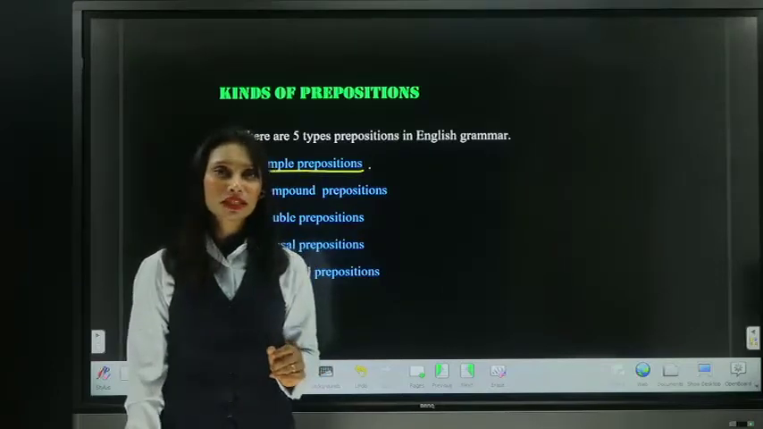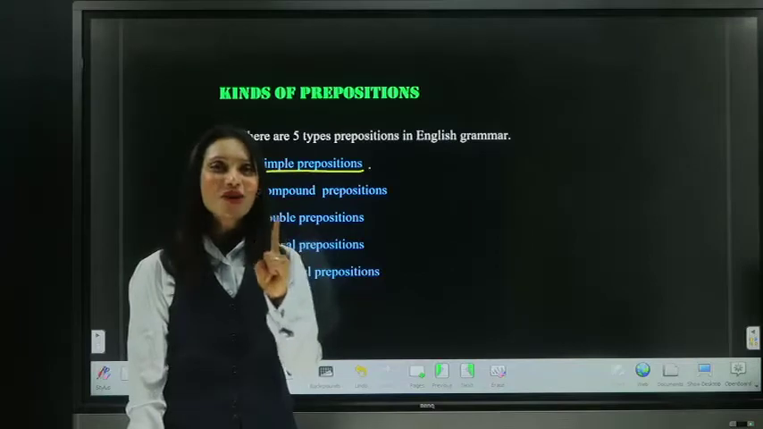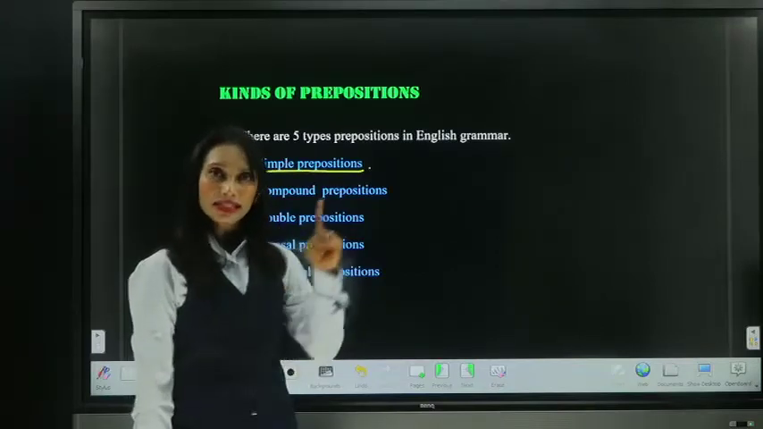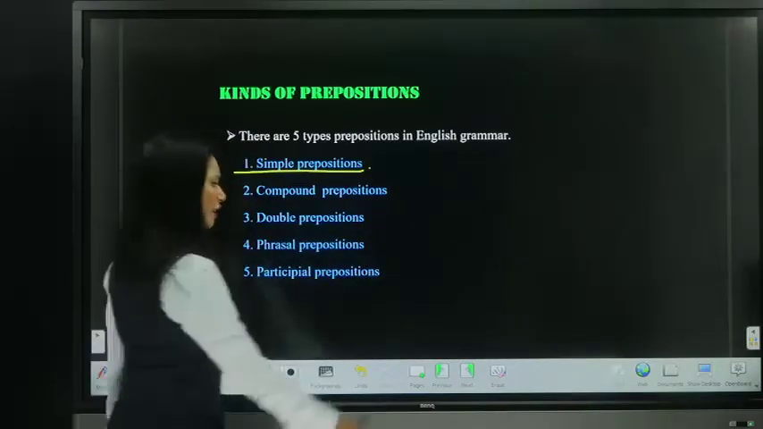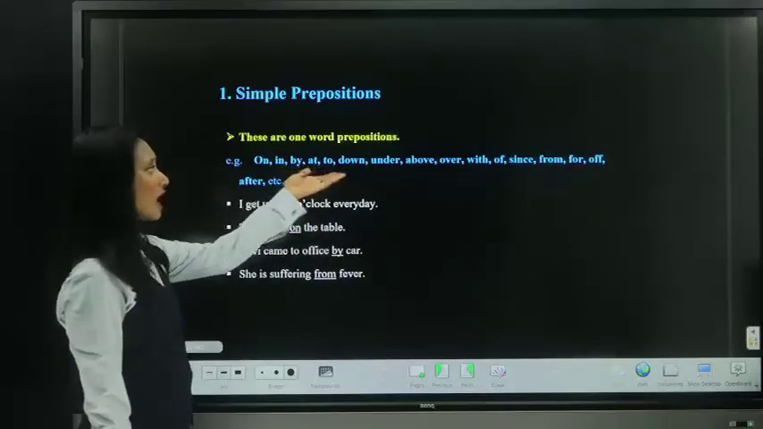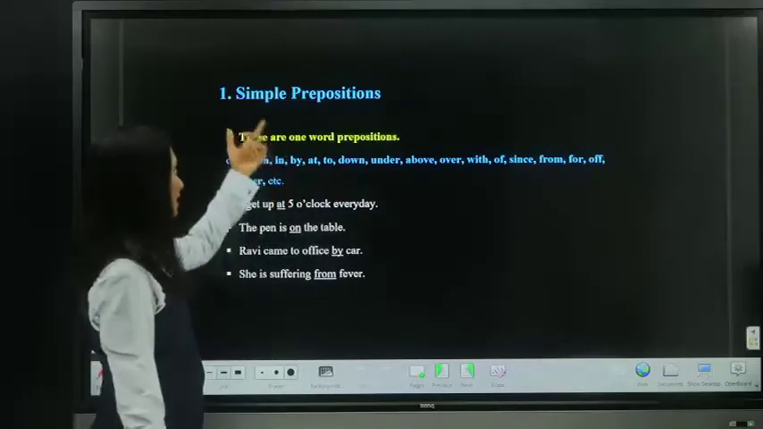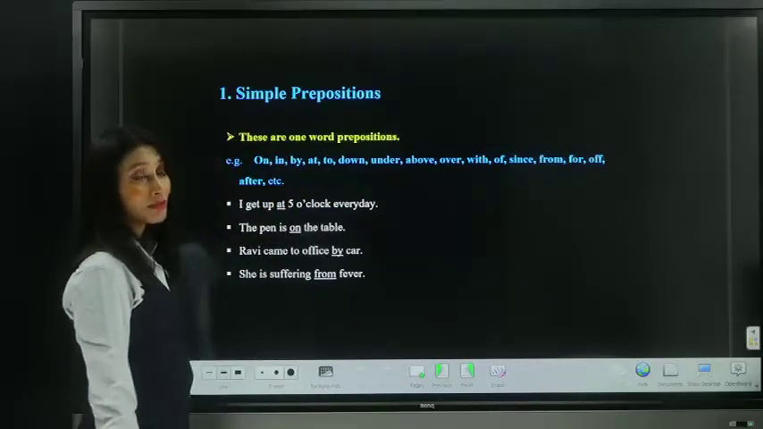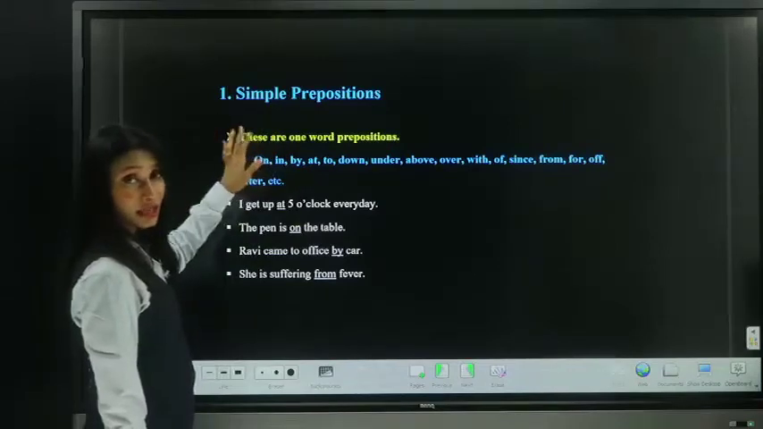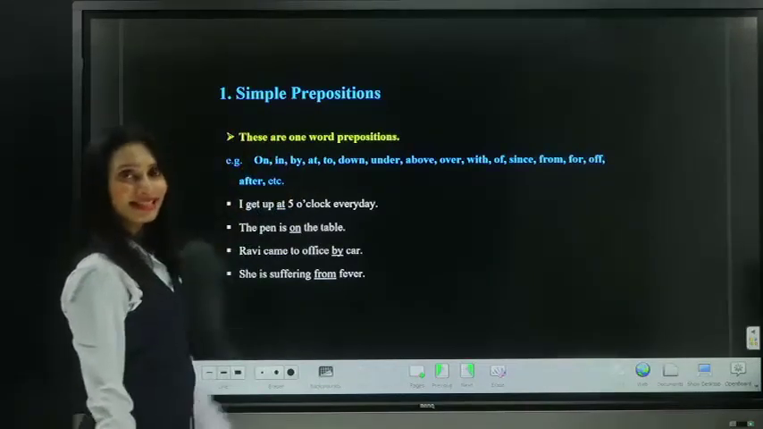What is simplicity? One word. Yes. All one word prepositions are called simple prepositions, like in, on, at, for, from, since, by, down, under, above, over, with. All these come under simple prepositions. So remember, simple prepositions are nothing but all one word prepositions, which are simple in their structure.